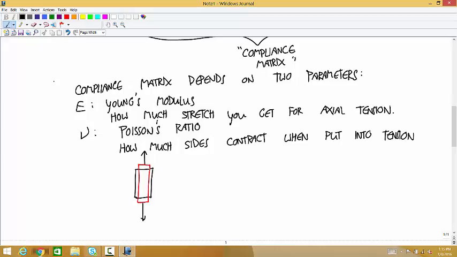But it'll contract in like this if you put it in tension, and if you put it in compression, turn those forces around, it'll bulge out in the sides. And so that's what the Poisson's ratio tells you. This is called the Poisson's effect.